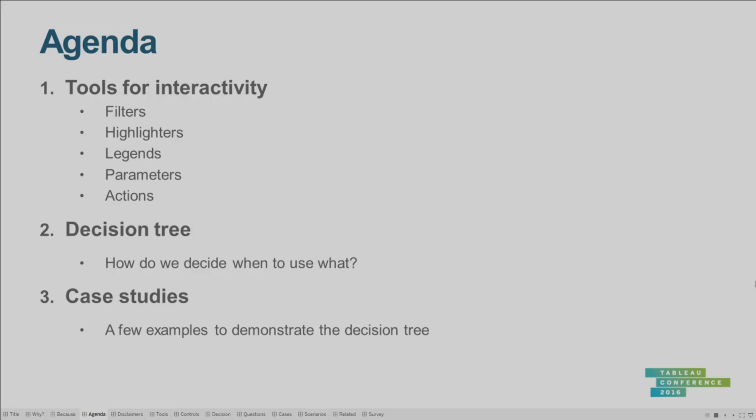So today we're going to be specifically talking about some of the tools we have for interactivity. The controls in Tableau. Control is a technical term for it. So those are filters, highlighters, legends, parameters, and actions. Then we'll actually develop a decision tree composed of a set of questions that we can ask to help us figure out what interactive control will be most appropriate for what we need. And then we'll run through 3 case studies that build upon one another and put that decision tree into action.